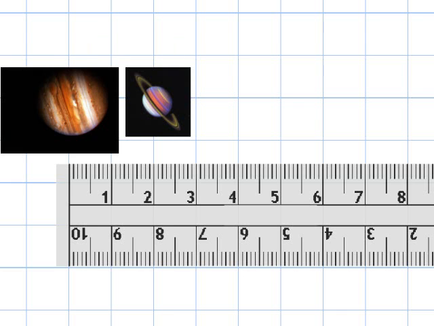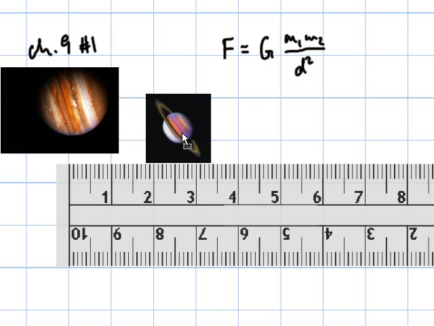So this is chapter 9, problem 1, which says find the change in the force of gravity between two planets when the distance between them is decreased by a factor of 5. So the gravitational force between these two planets would be F equals G times m1 m2 divided by the distance between them squared. Okay, so now I'm going to take one of the planets here and I move it 5 times further out.